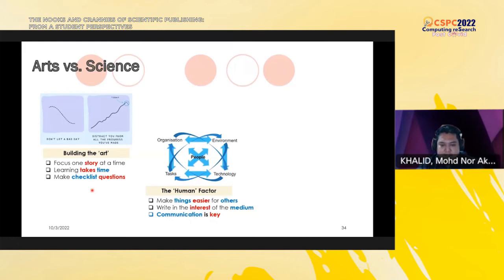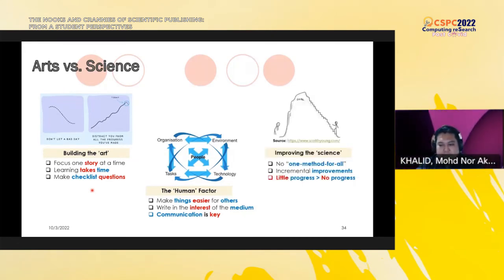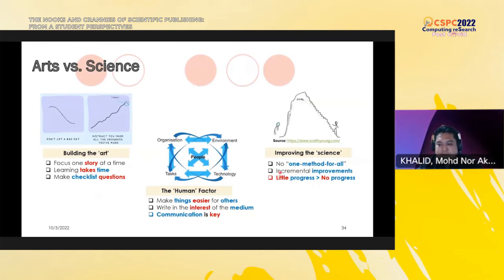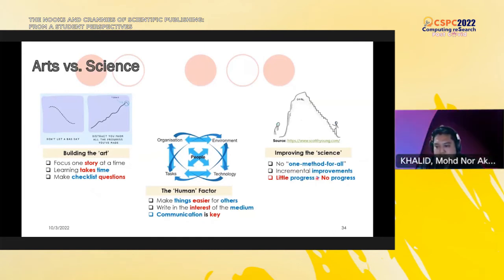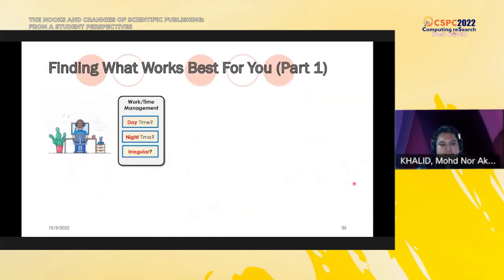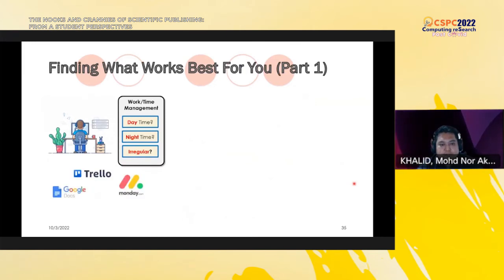Communication is the key. Of course, you're dealing with people, you need to communicate. And then improving the sign. Sometimes there is no one method for all. You need to find your own way, right? So you need to identify incremental improvement. As long as you have little progress, it's okay. As long as it's little, it's still progress. It's better than no progress. So you need to find what is best for you.